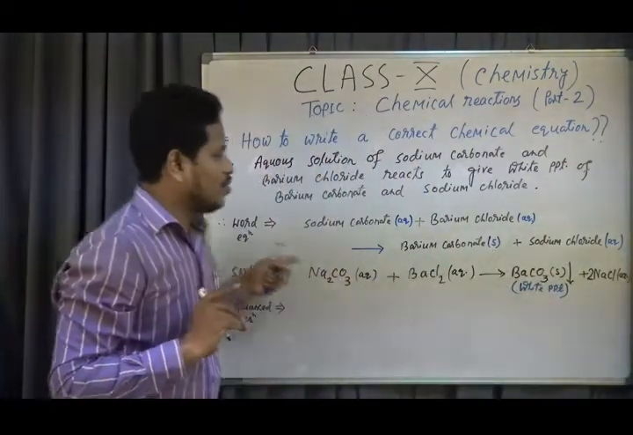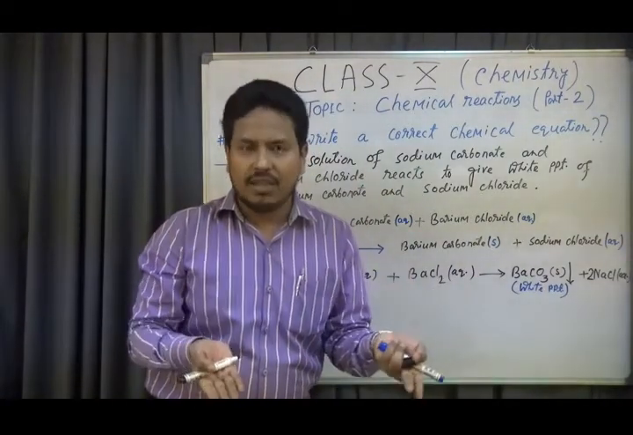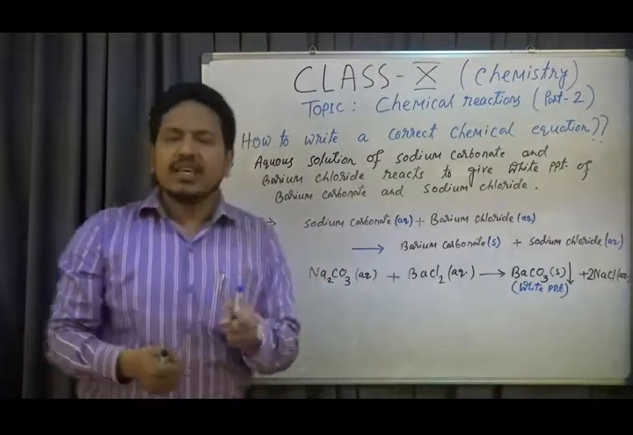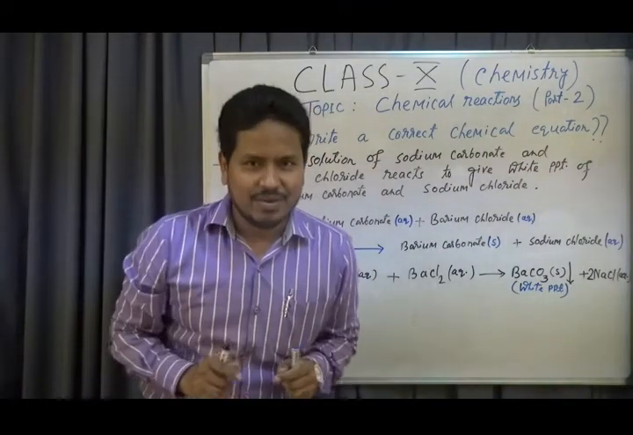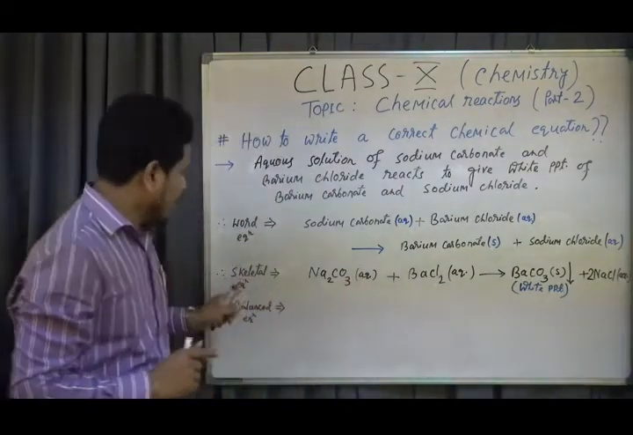Now the number of atoms on both sides is equal. Number of atoms being equal means their mass is equal, which means the law of conservation of mass is valid now. Okay, my dear students, so this is called a balanced chemical equation.